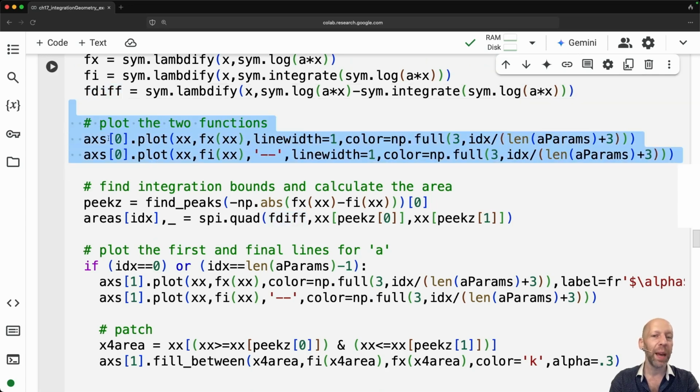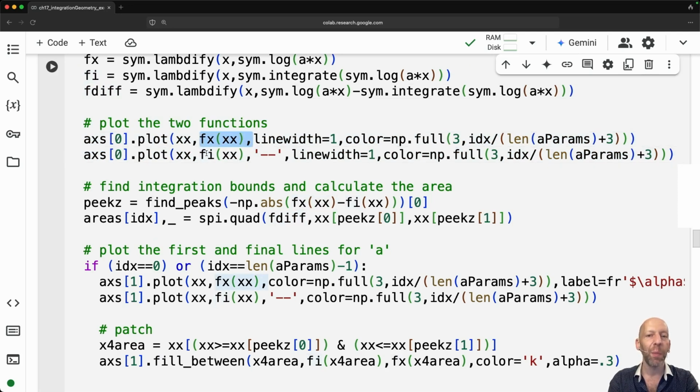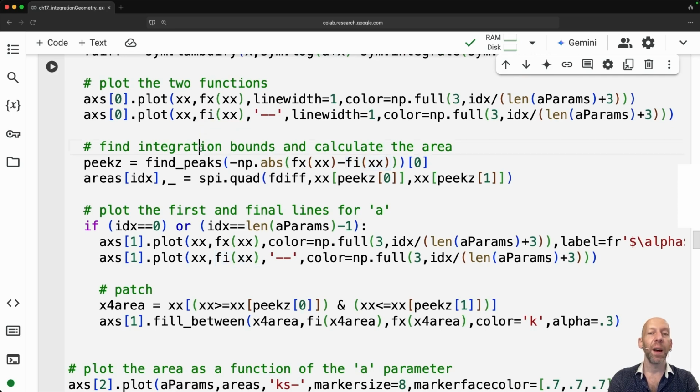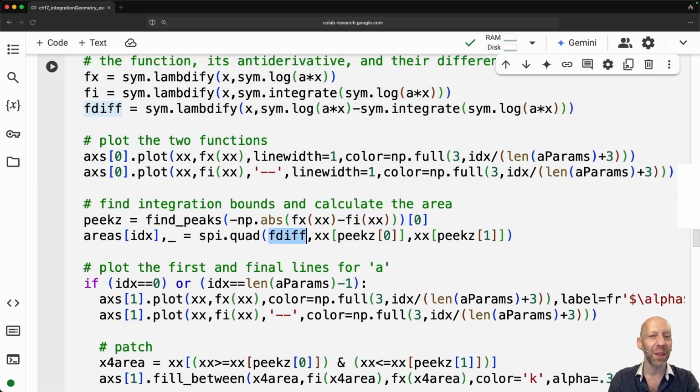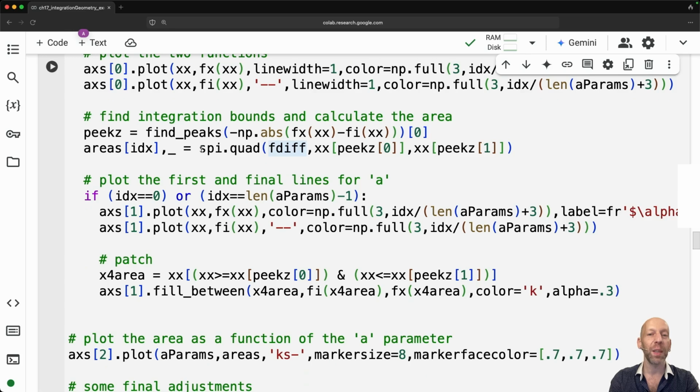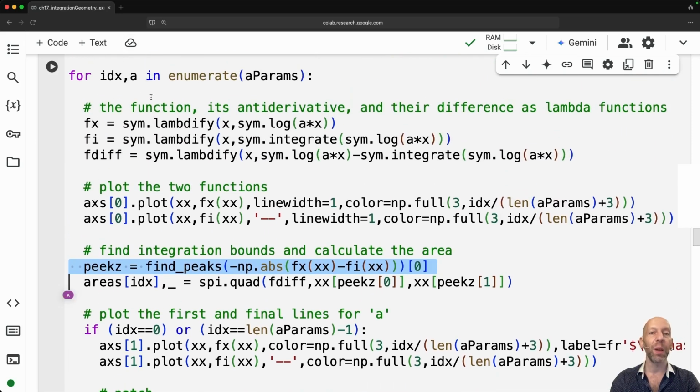Okay, so here in the first panel, the first axis, I'm plotting the function by x, and also its antiderivative by x. Here is where I find the x-axis values where the function intersects its antiderivative using find peaks. And I see here it looks like I implemented it as subtracting the functions. We could also do this with fdiff, this variable here. That's actually the same. Okay, and then here is where I'm using scipy.quad to approximate the area of this difference function between these two x-axis values, so the lower bound and the upper bound. And of course, these two values are going to change at each iteration inside this for loop because the alpha parameter is changing at each iteration of that for loop.